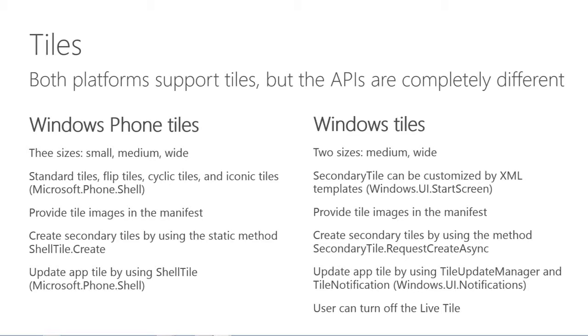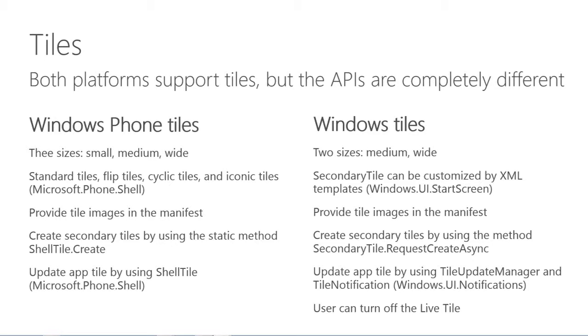In Windows Phone, you have several templates that you can define for your live tiles. The standard ones are flip tile, cyclic tile, iconic tile, and then there's the standard tile where you define exactly what you're doing. On the Windows side, secondary tiles are defined and customized by XML templates, so it's a little different in the way you do that. You provide tile images in the manifest on the Windows Phone side. It's the same way on the Windows side, so that's one similarity.